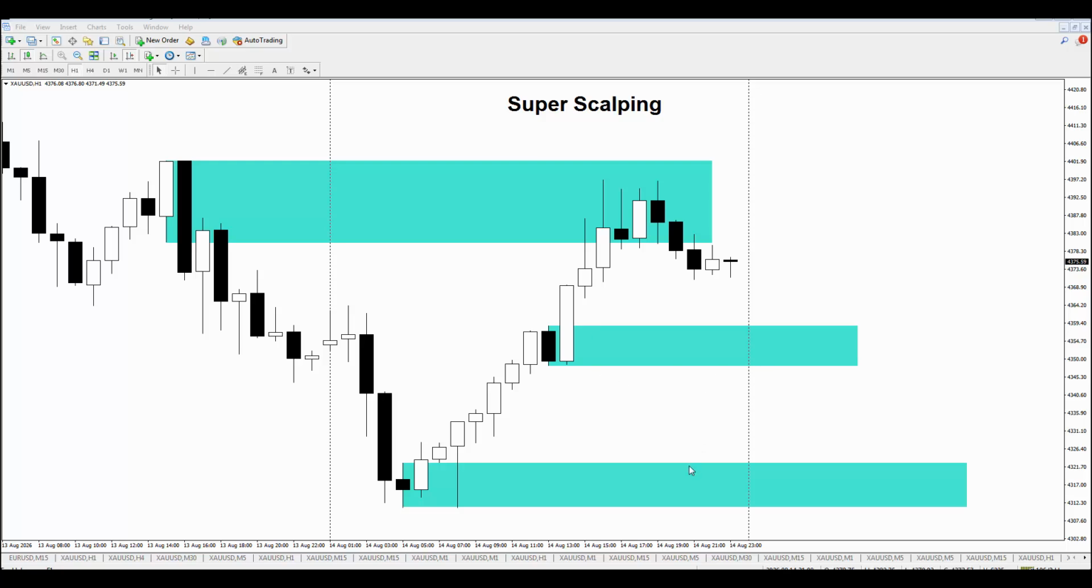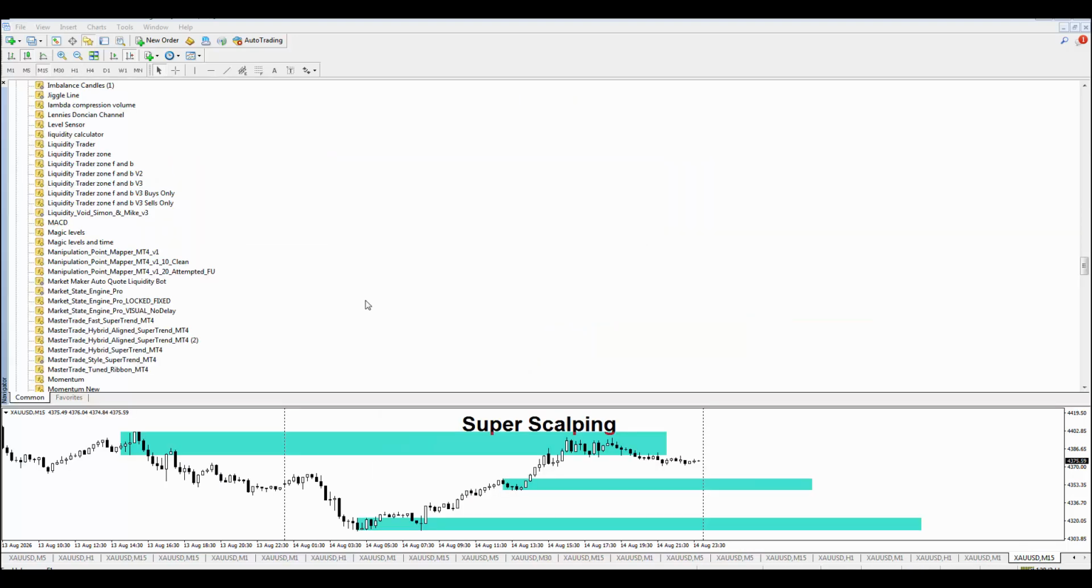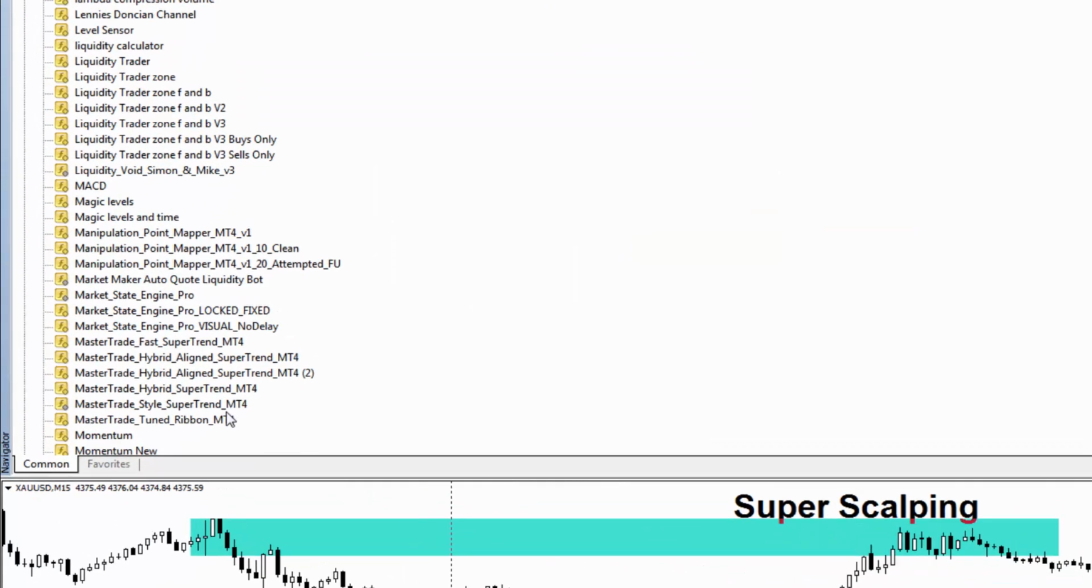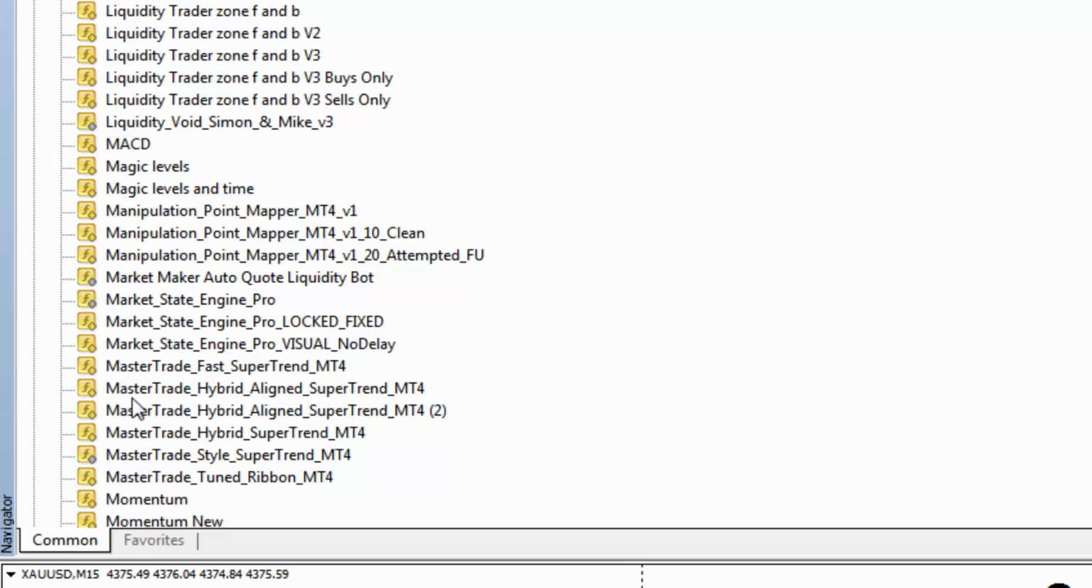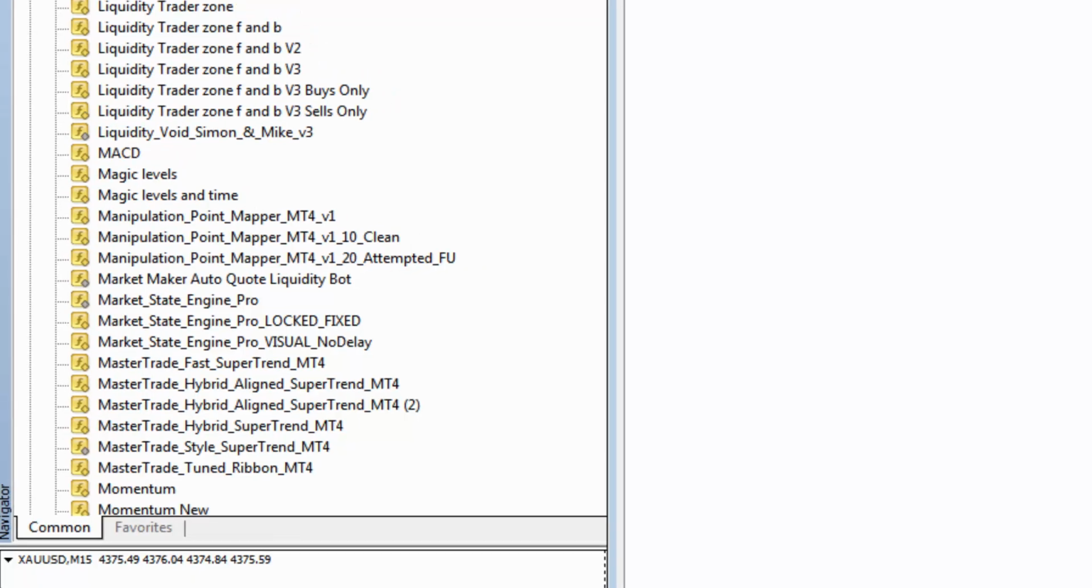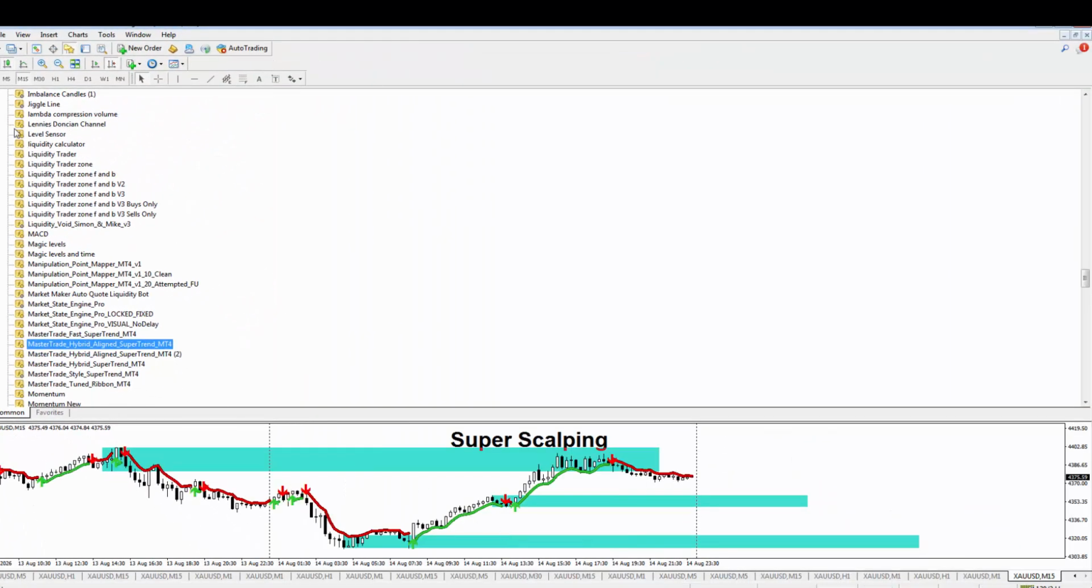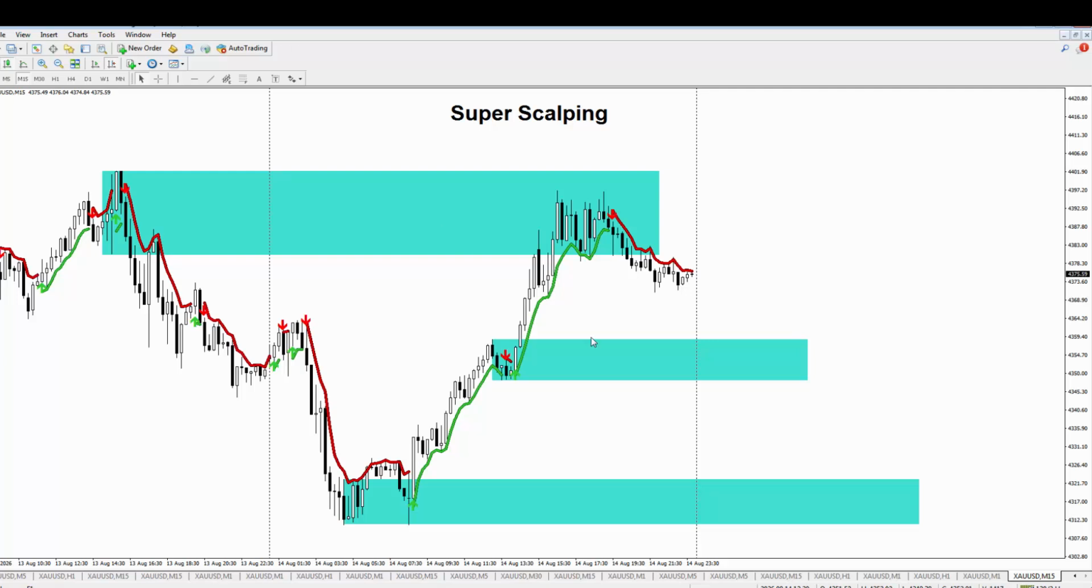Now the next thing is we go down to the 15-minute chart, because that's where we're going to create our master reference point. The next thing I'm going to do is put on the first indicator, and this is called Master Trade Hybrid Aligned Super Trend. So we'll just say OK, and you'll see that that pops up very nicely on the chart.